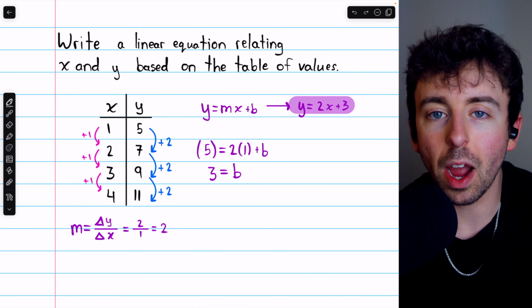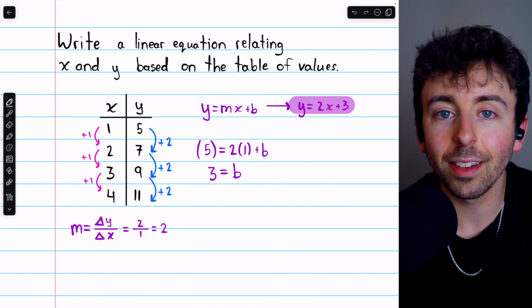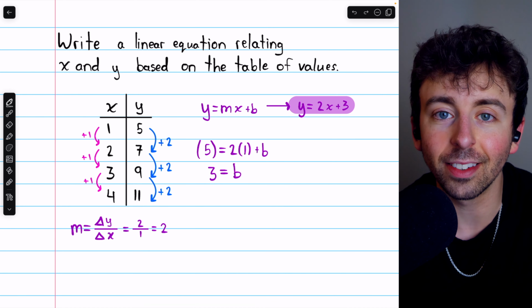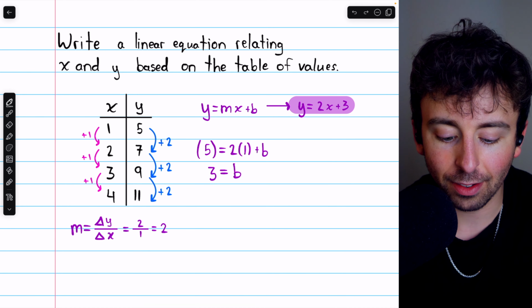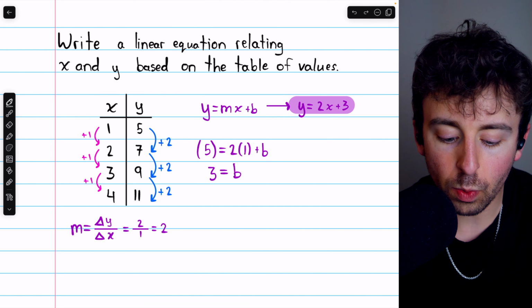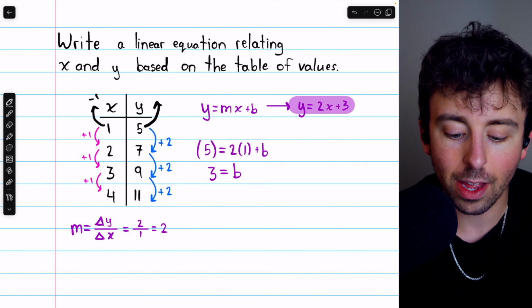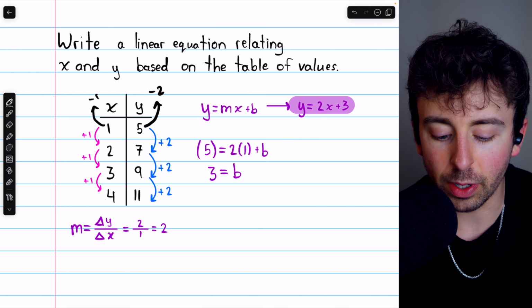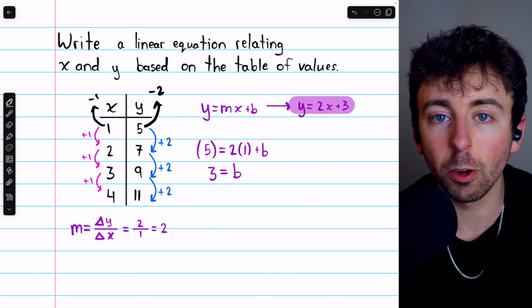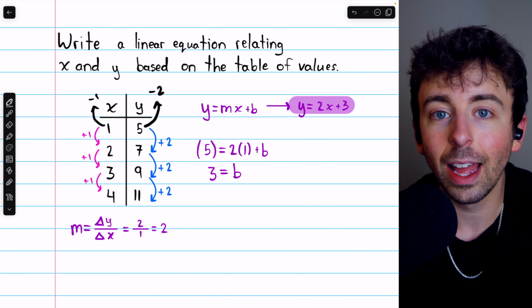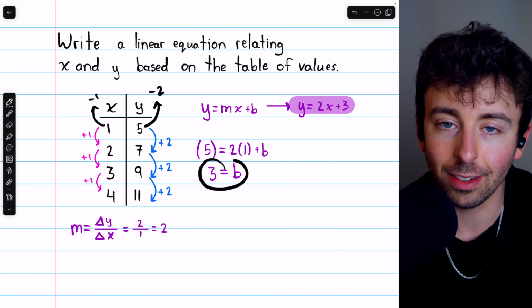One other way we could find the y-intercept is to recognize that it's the y-coordinate when x is 0. Our data starts at x equals 1, but we could reduce x by 1 if we also reduce y by 2. And if we do that, we see that when x is 0, y would be 3. Hence, the y-intercept is 3.